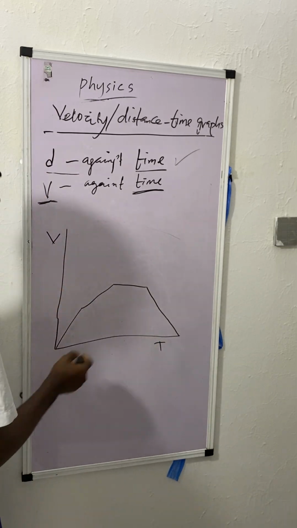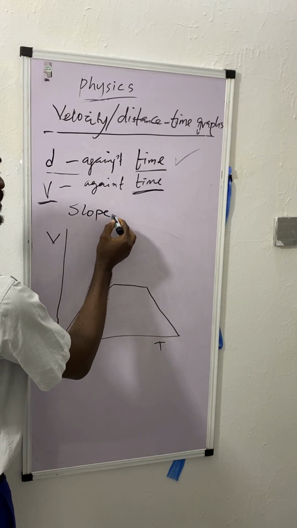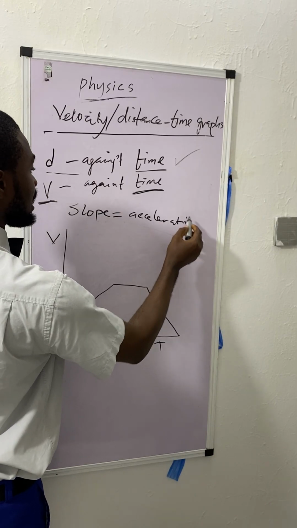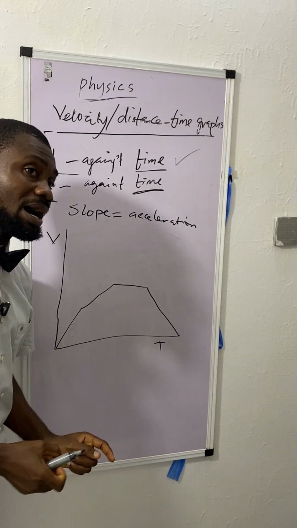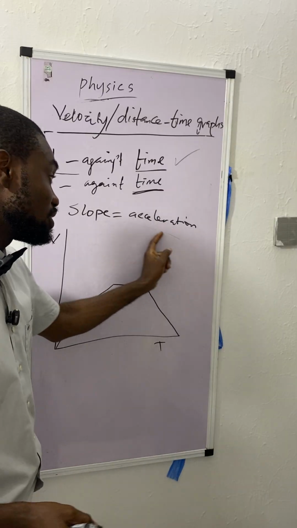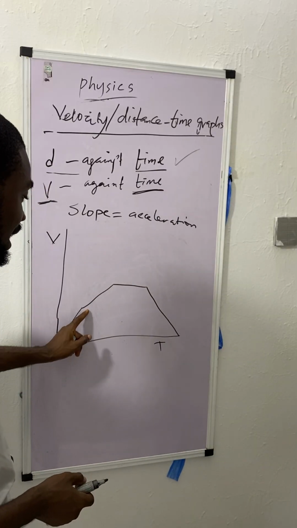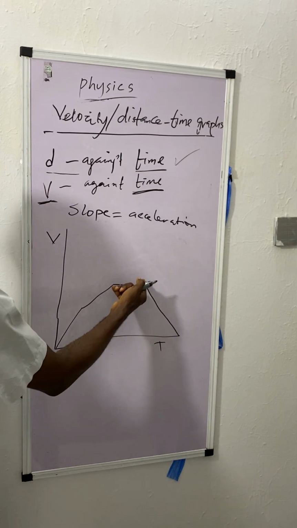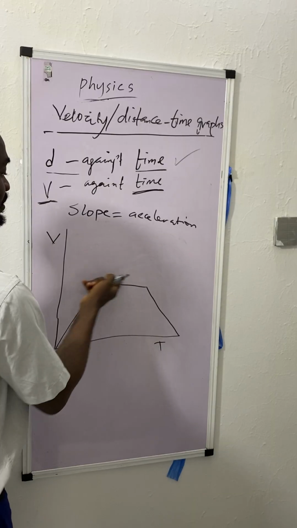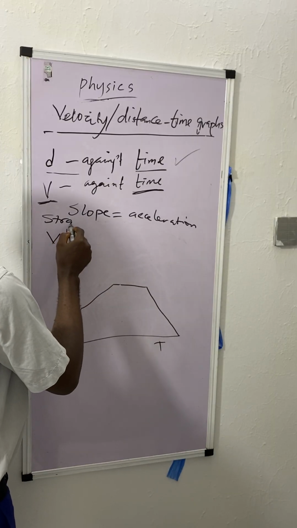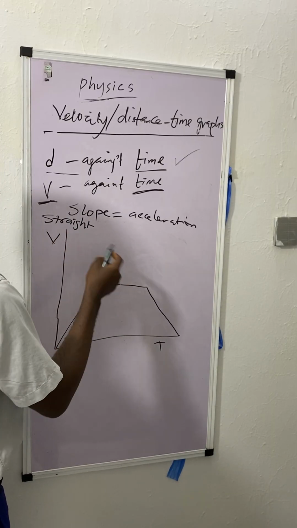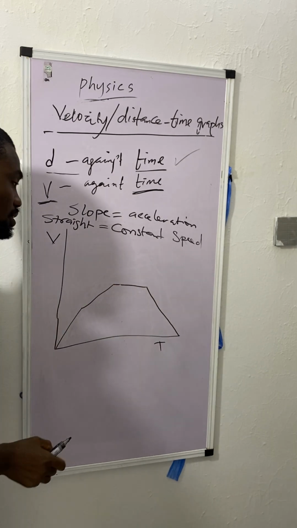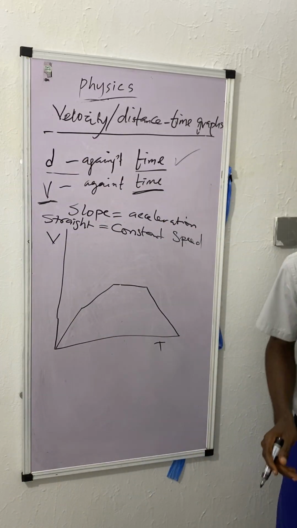So for a velocity time graph, the slope is equal to what? The acceleration. All right. Remember, the curve in a distance time graph is the acceleration. But here, the slope is the acceleration. And what is slope? All these diagonals. All these places are slope. Slope, slope, slope. Here, this flat place is the constant speed. The straight line or horizontal line, this straight part is equal to what? Constant speed. All right.